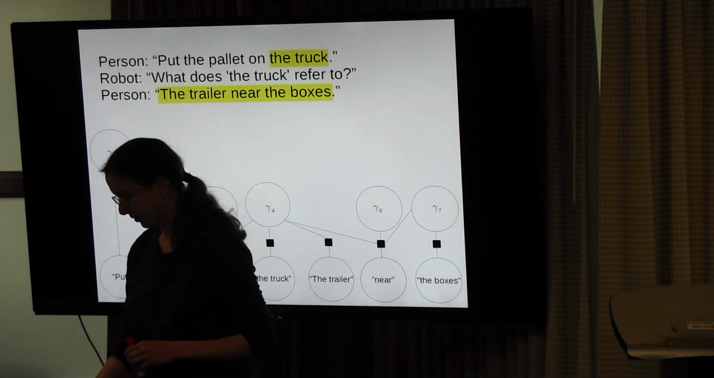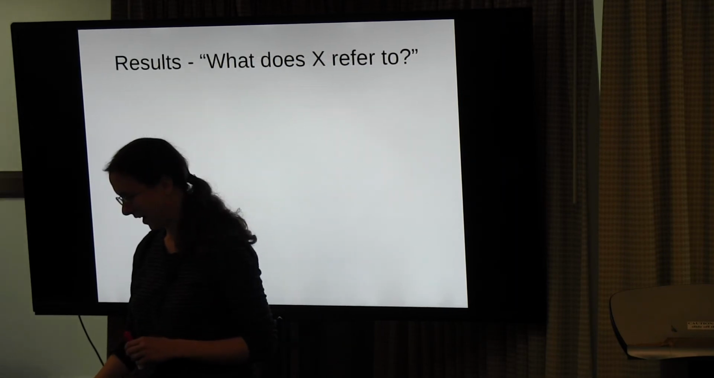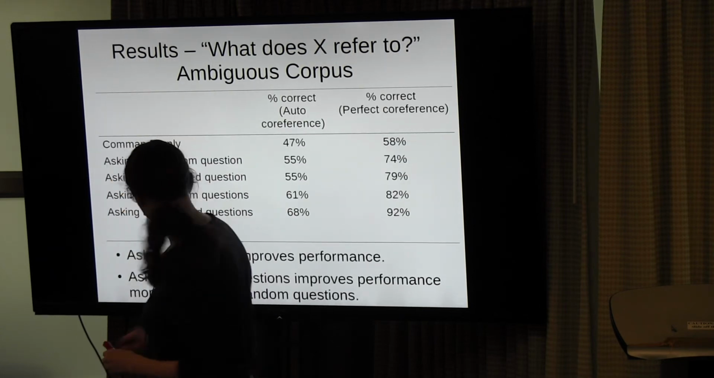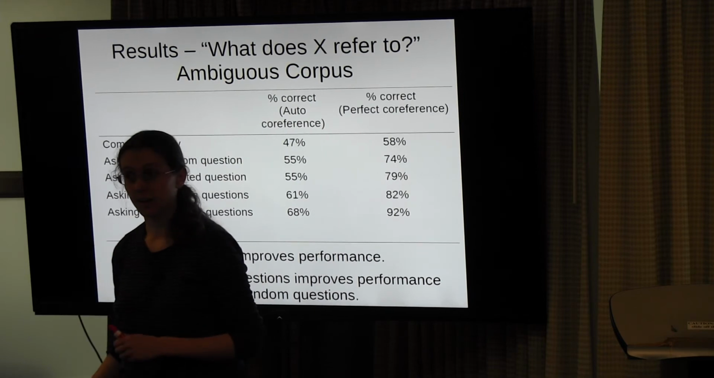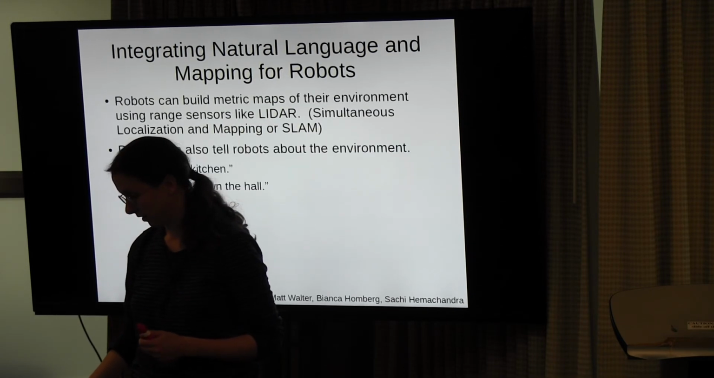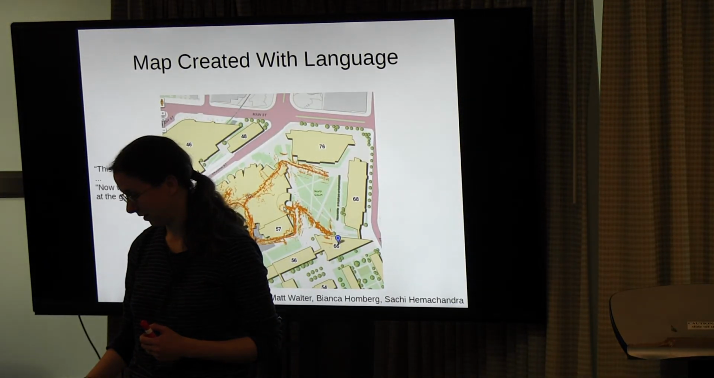Okay, we're almost out of time, so I will skip the evaluation. You can read the paper if you're interested. The high-level pattern for the evaluation was that asking questions improves performance. We had random questions and targeted questions, and asking targeted questions improves performance more than asking random questions. I'm going to skip this too because I think we already talked about it.